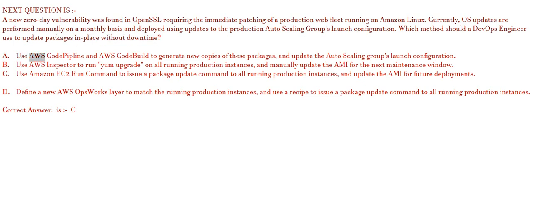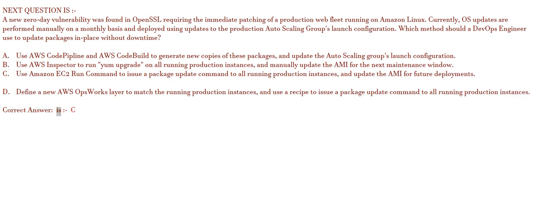A. Use AWS CodePipeline and AWS CodeBuild to generate new copies of these packages, and update the auto-scaling group's launch configuration. B. Use AWS Inspector to run yum upgrade on all running production instances, and manually update the AMI for the next maintenance window. C. Use Amazon EC2 Run Command to issue a package update command to all running production instances, and update the AMI for future deployments. D. Define a new AWS OpsWorks layer to match the running production instances, and use a recipe to issue a package update command to all running production instances.